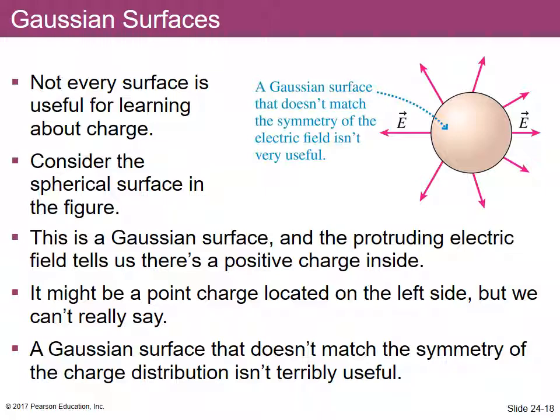Not every surface is useful for learning about charge. Consider the spherical surface in the figure. This is a Gaussian surface, and the protruding electric field tells us there's a positive charge inside. It might be a point charge located on the left side, but we can't really say. A Gaussian surface that doesn't match the symmetry of the charge distribution isn't terribly useful. These examples lead us to 2 conclusions.